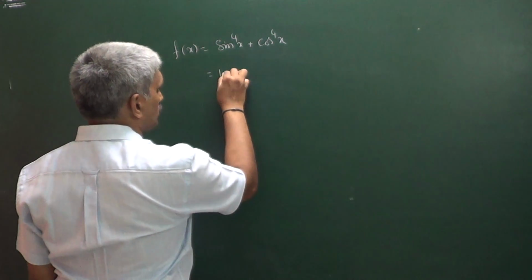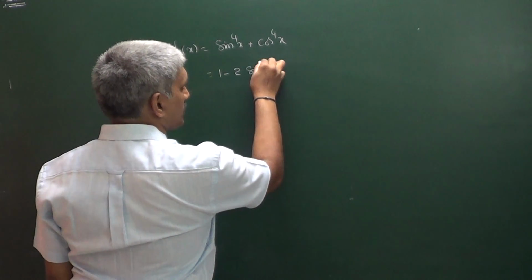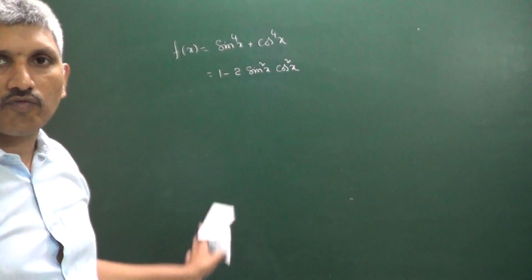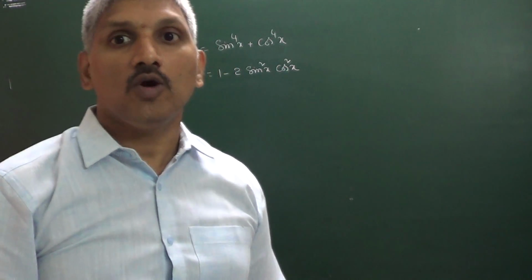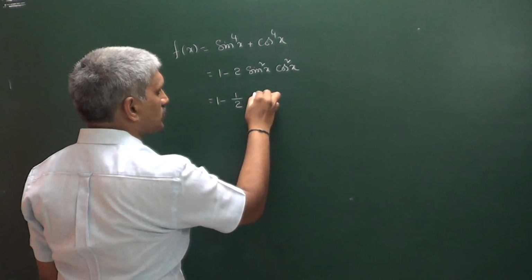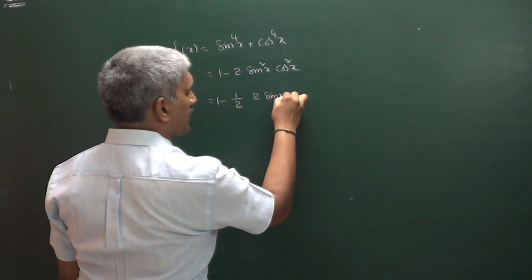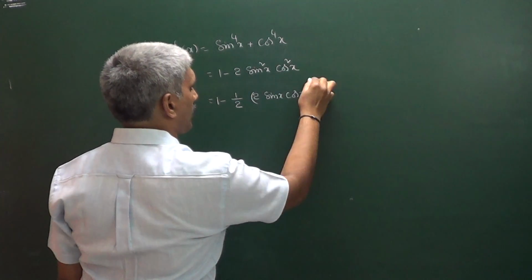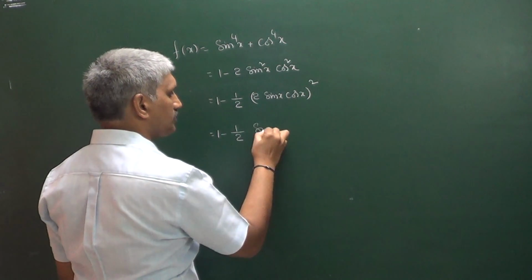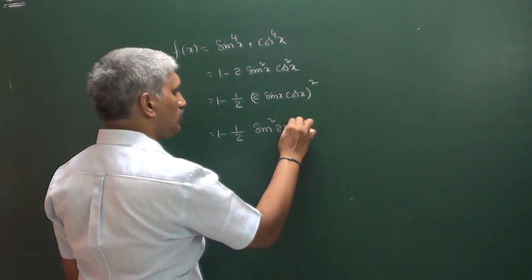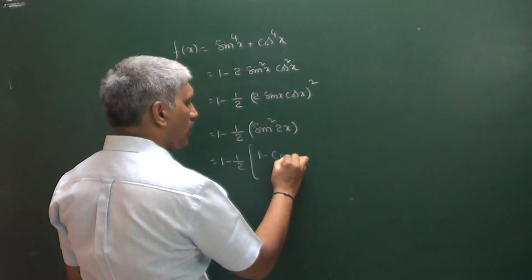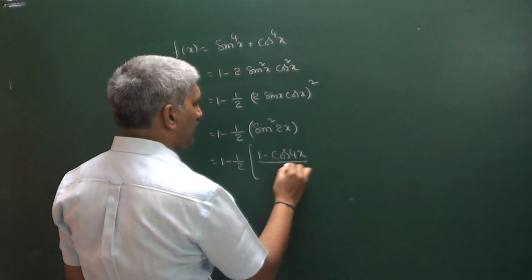Or otherwise we can do it like this. As we discussed earlier, (sin x) whole to the power of 4 plus (cos x) whole to the power of 4 can be written as 1 minus 2 sin square x cos square x. Again we can write this as 1 minus 1 by 2 into (sin x into cos x) whole square. That we can write as 1 minus 1 by 2 into sin square 2x. Now sin square 2x can be written as 1 minus cos 4x divided by 2.